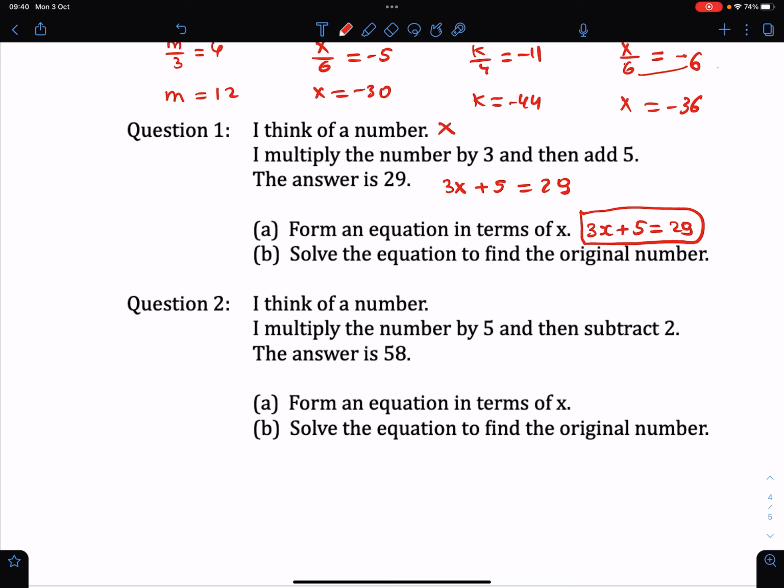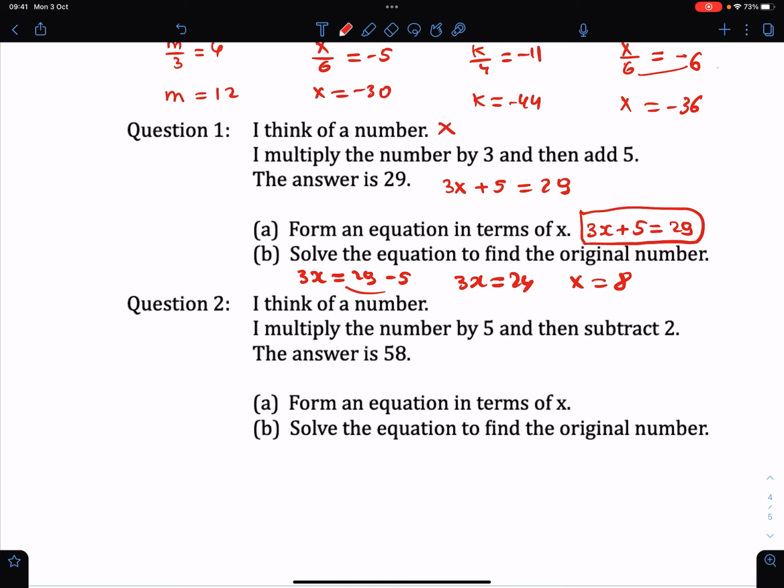What about solving the equation to find the original number that I thought of? Then 3x equals 29 minus 5. So 3x will be 24, so x is 8. So that means the number is 8. Did you get this correct? Yes, John.